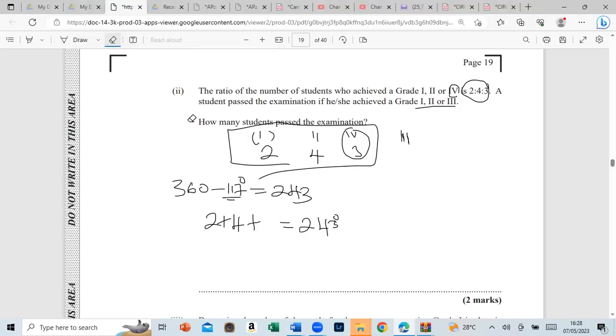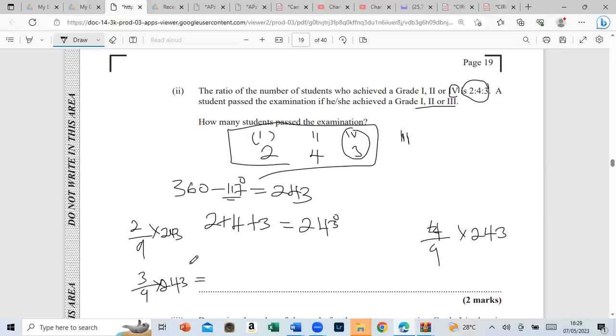So this represents the total, which is 9. So that means to get 2, that'd be 2 over 9 times 243. And then 3 over 9 times 243, and so on. I get the value for each one of them times 243. So we can figure it out from here. So 2 over 9 on the calculator. Alright, so this works out to 54.